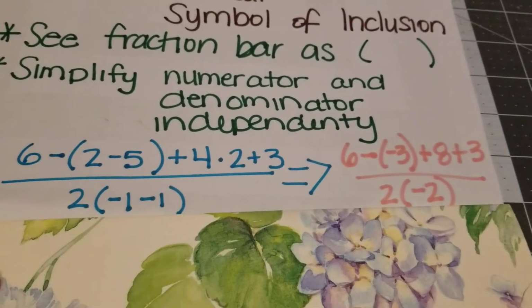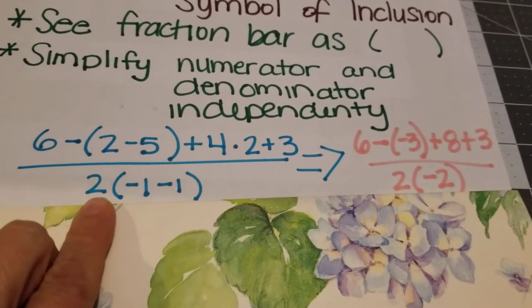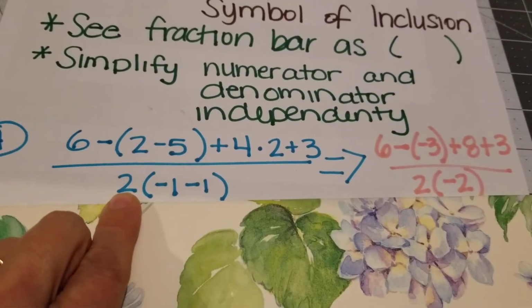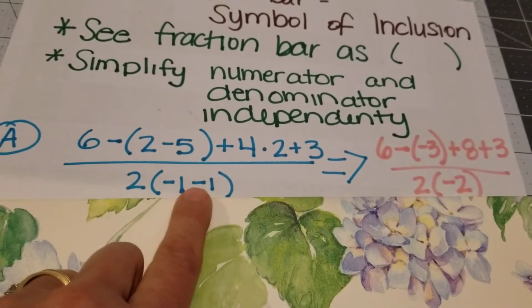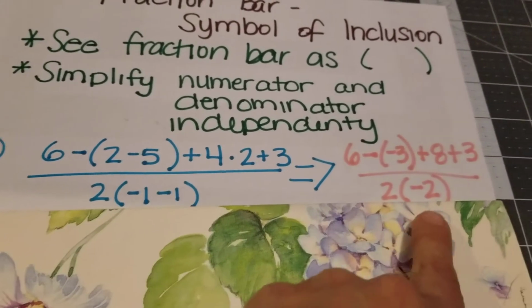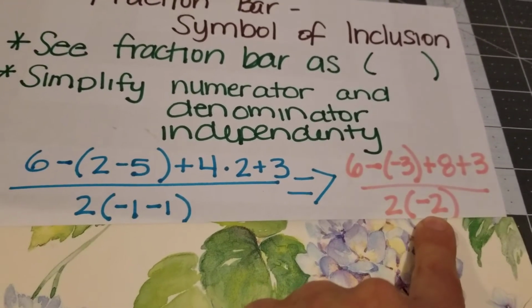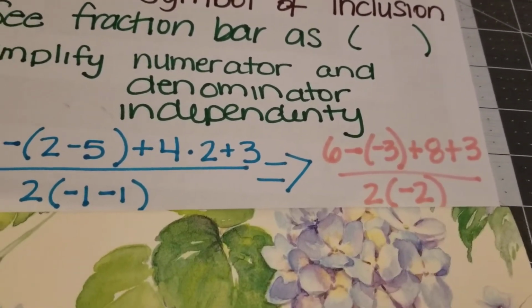I'm writing every step, good work, so that the teacher knows what you're doing. 2 in the denominator, I wrote that down. And then your parentheses, negative 1 minus 1 means negative 2, kept it in parentheses. So we have 2 times negative 2 at the bottom.